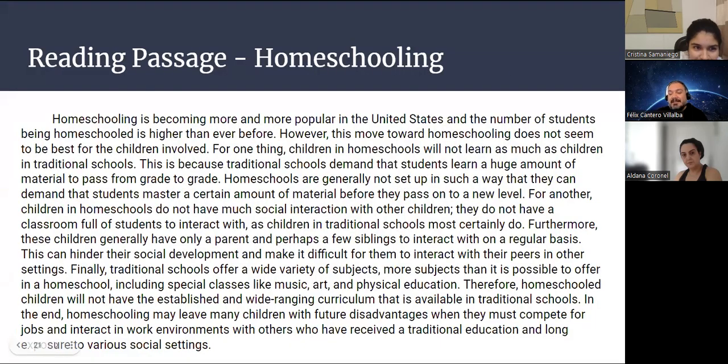So this is a passage for homeschooling. This is the last exercise we do. So don't worry, don't kill me. I know it's been a long day. So 3 minutes to read this.